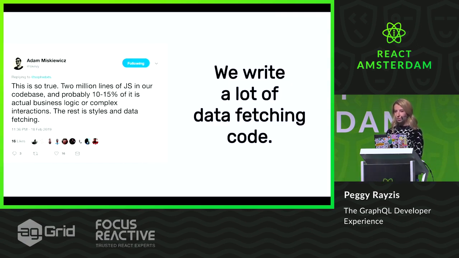I think data fetching in React is not always the best experience. And that's because, in addition to React being unopinionated about your data layer, we also have to write a lot of manual code. And a lot of this code makes up the majority of our apps. So this is a tweet from Adam. He's an engineer at Airbnb, and 90% of their 2 million line code base is literally dedicated to styling and data fetching. So that's huge.